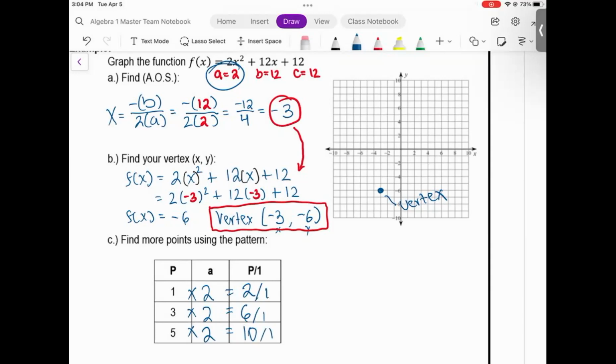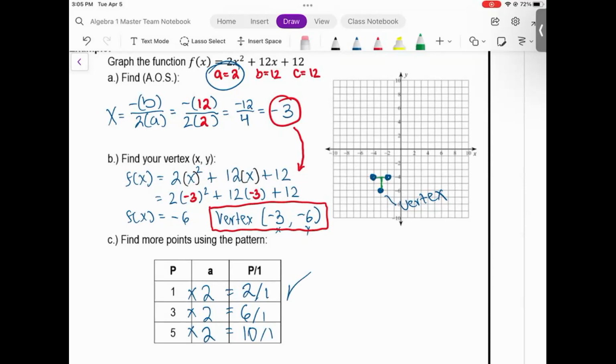Now, how are we going to use that pattern? We're going to use that pattern to find more points. So starting from your vertex, we're going to use 2 over 1. So starting here, we're going to go 1, 2 over 1 and put a dot. And we're also going to do the same thing, but to the left. 1, 2, and 1 to the left, and put a dot.